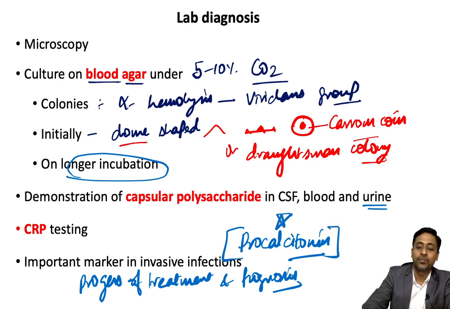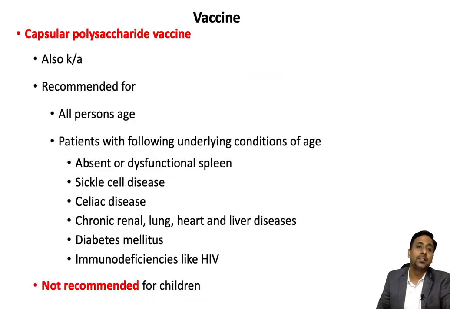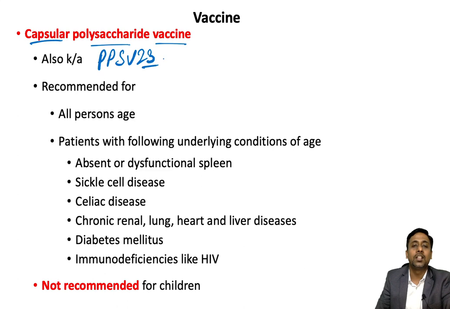Okay, the vaccines which are available for pneumococcus, the first is capsular polysaccharide vaccine. It is also known as PPSV. What is that? Pneumococcal polysaccharide vaccine 23. Why 23? Because it contains 23 serotypes or 23 valents of pneumococcus, and it is recommended especially in United States for all persons of age more than 65 years.